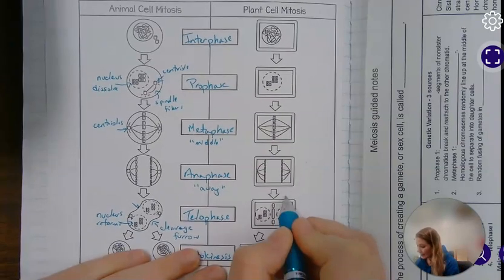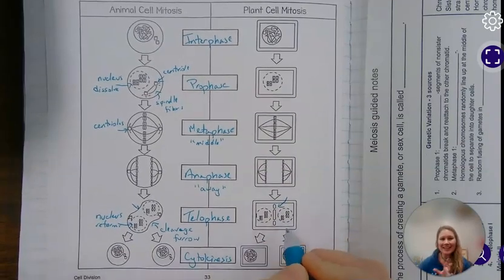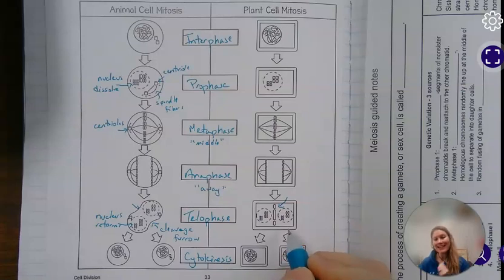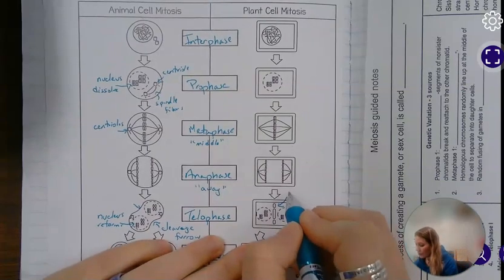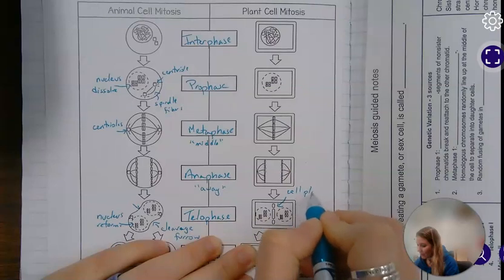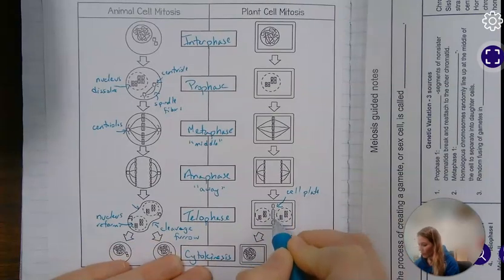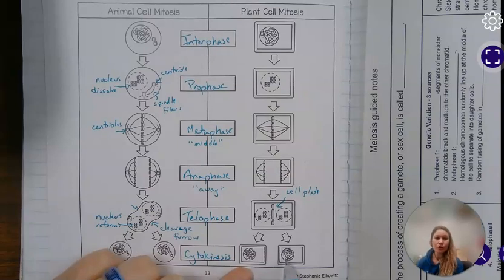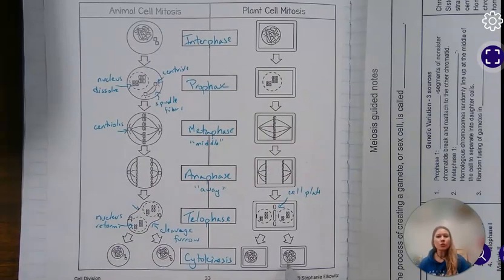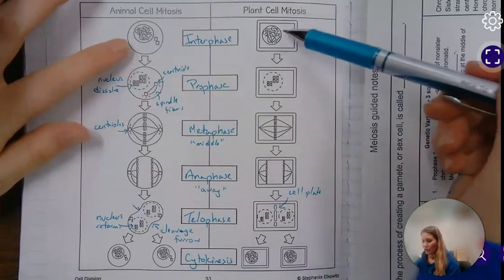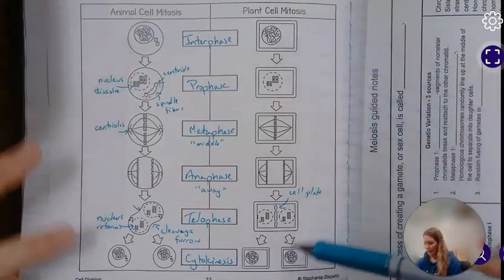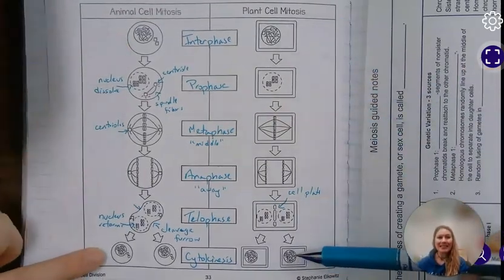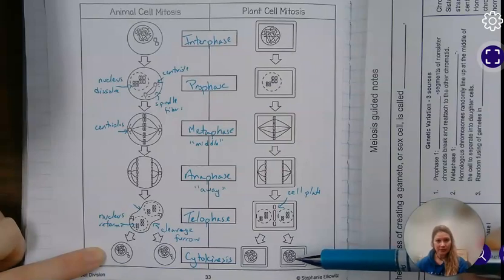In a plant cell, we can't pinch the cell because it has a cell wall. So plants will form what's called a cell plate that will divide the two nuclei to create our two daughter cells. The end result is still the same. We started with one parent cell and we ended with two identical daughter cells.